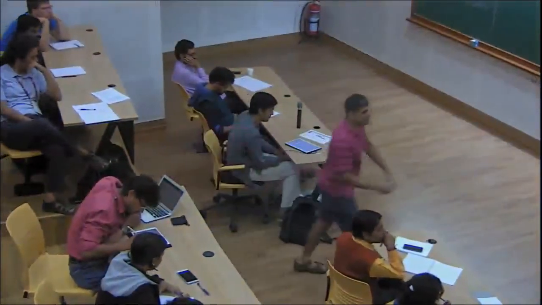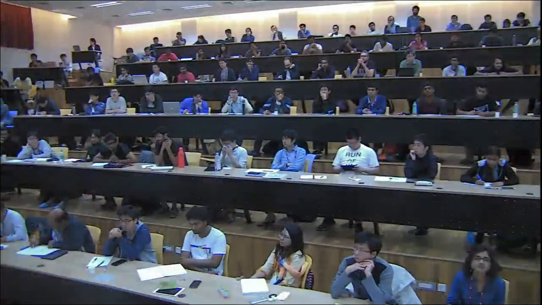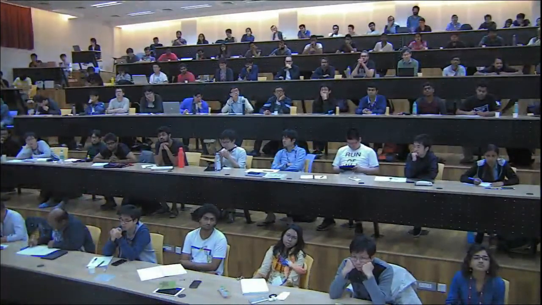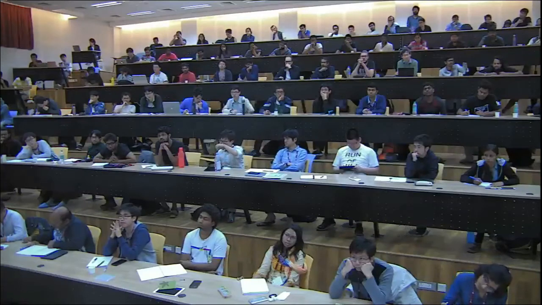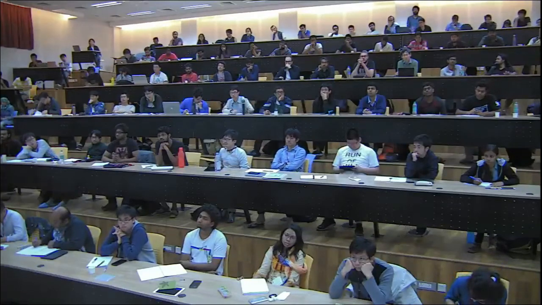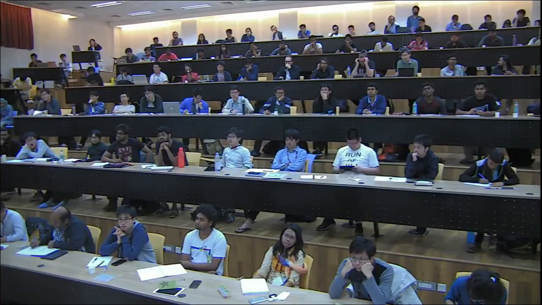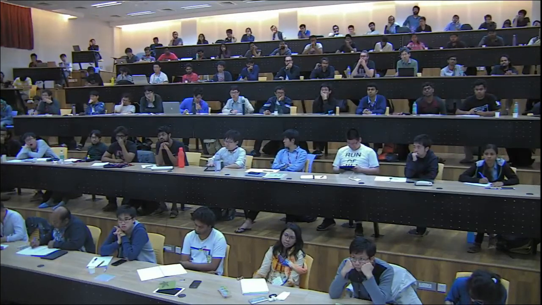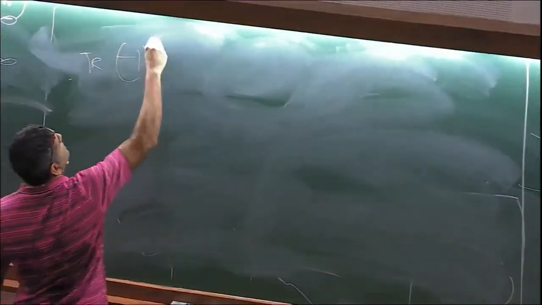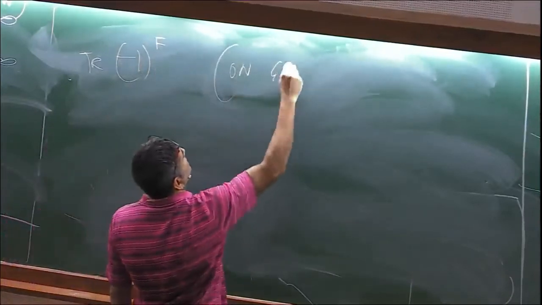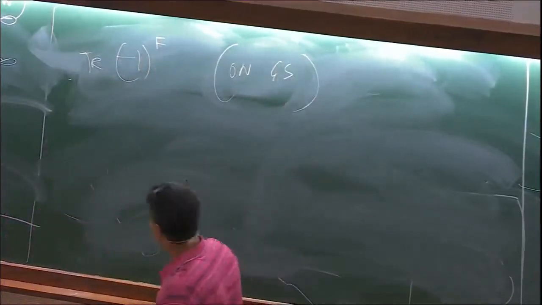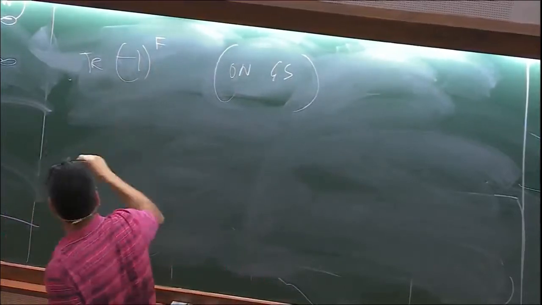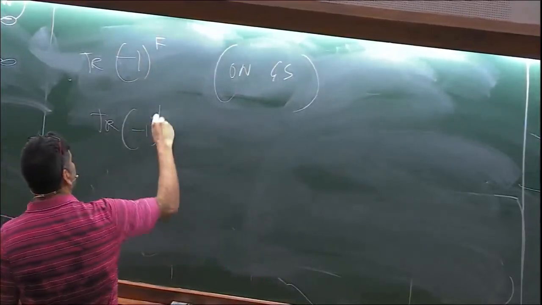Exactly. So firstly, we looked at trace of (-1)^F. The first comment is that we have looked at trace of (-1)^F only restricted to the ground state sector. This is what we looked at. But that is the same thing as trace of (-1)^F on the whole Hilbert space, because any states with non-zero energy appear in pairs that cancel in the sum.